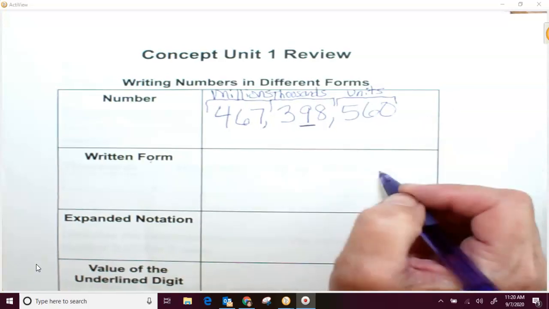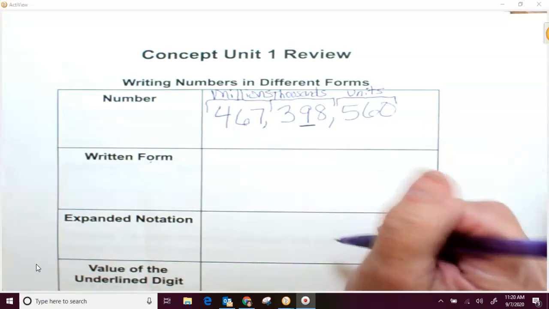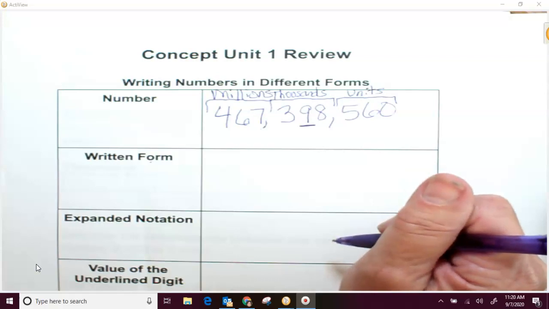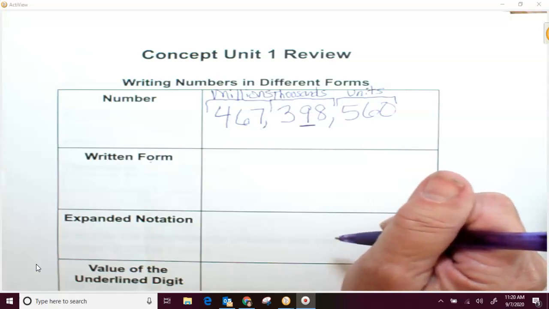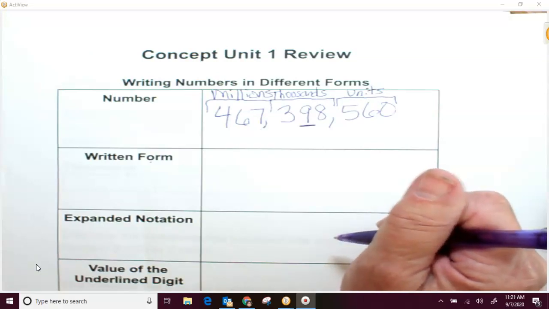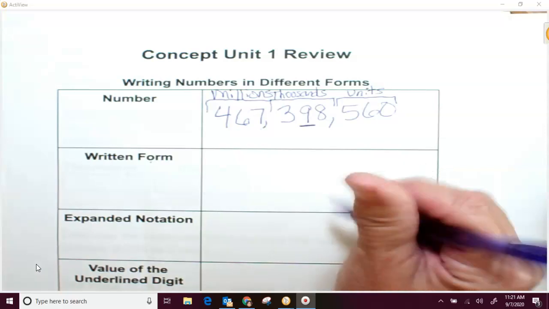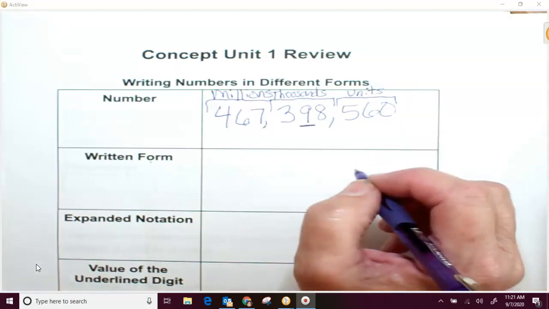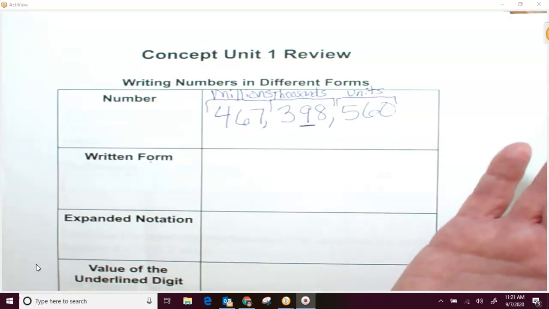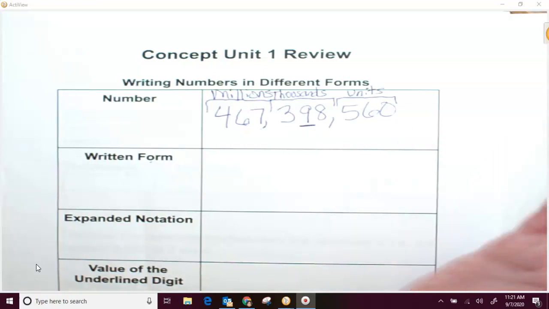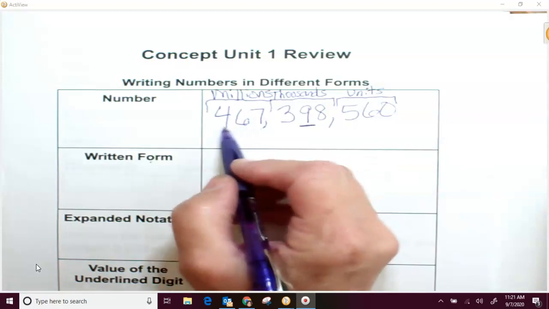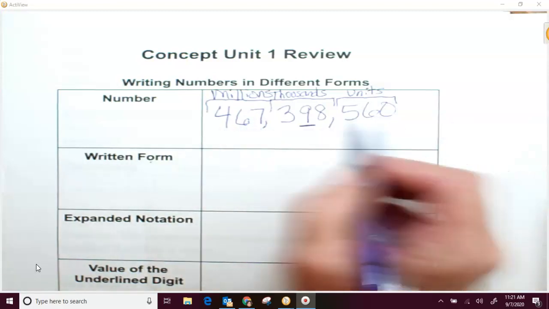Now, to do that in written form, I want to write down exactly what I said. So if I need help with my spelling, you need to find that chart that you were given. If you need help spelling the words, use it; if you can do a pretty good job on it, don't worry about it. But the written form, just like I read it, I'm going to write it.